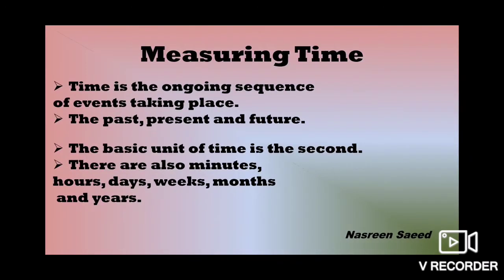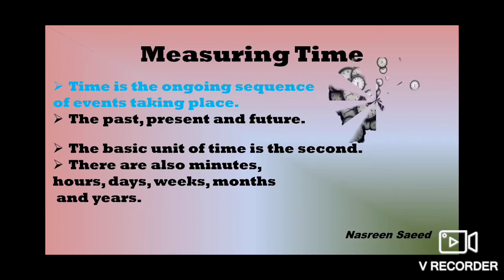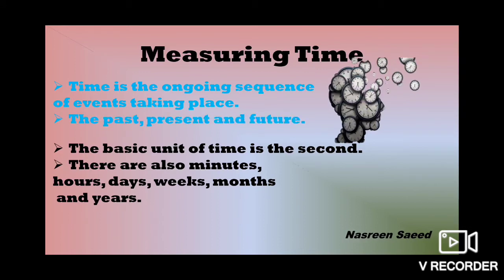Now, what is time? Time is the ongoing sequence of events which are taking place. It can be the past, present as well as the future. The basic unit of time is the second.